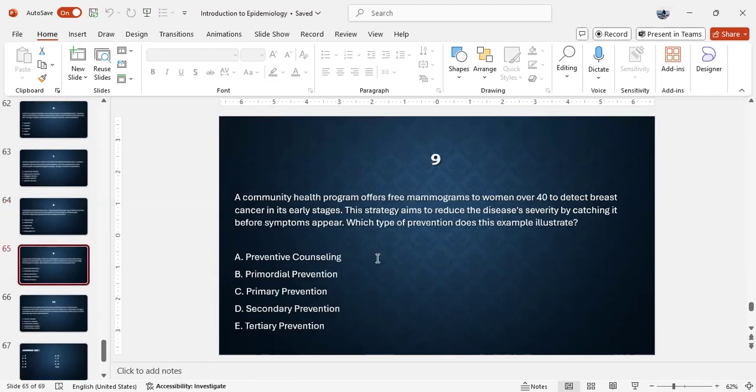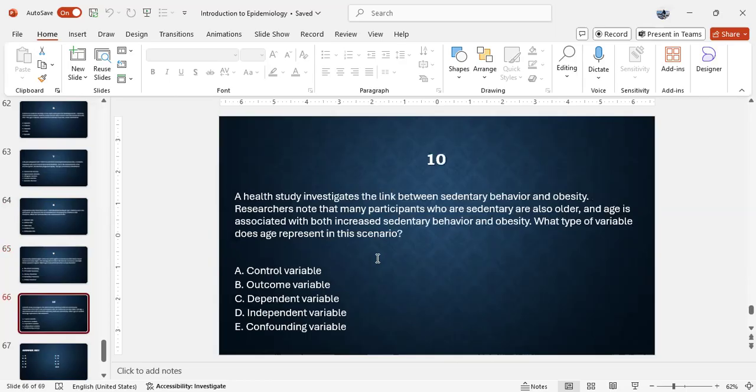A community health program offers free mammograms to women over 40 to detect breast cancers in its early stages. This strategy aims to reduce the disease's severity by catching it before symptoms appear. Which type of prevention does this example illustrate? A. Preventive counseling. B. Primordial prevention. C. Primary prevention. D. Secondary prevention. Or E. Tertiary prevention. D. The correct answer is delta.